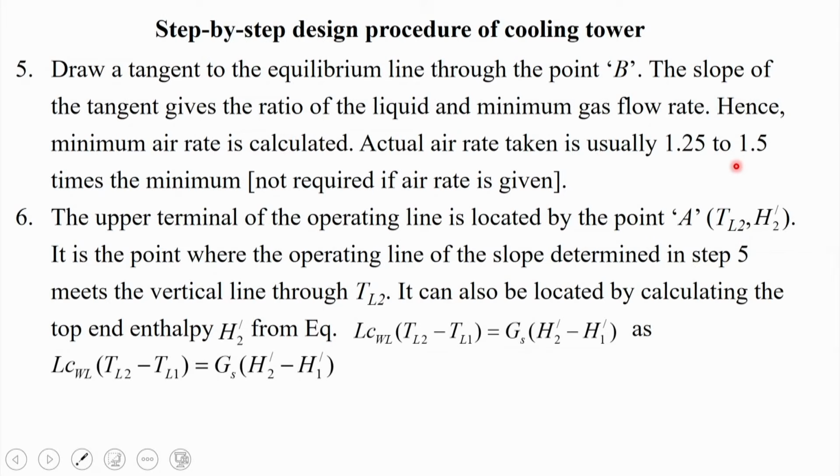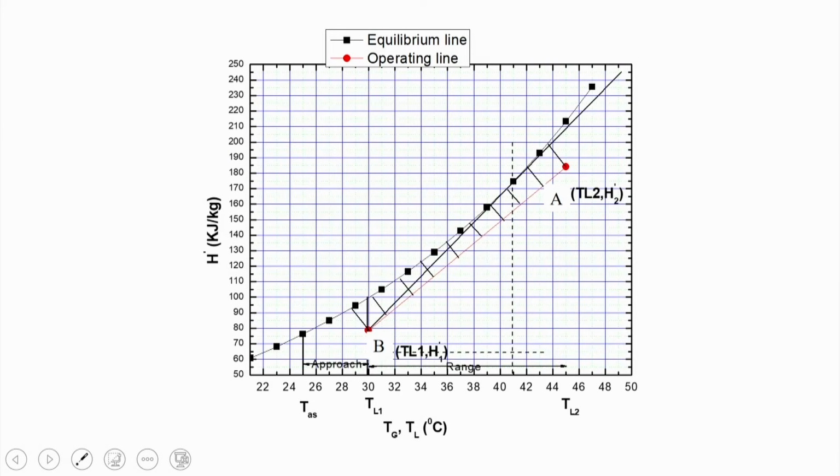Then the upper terminal of the operating line is located by point A, from where the hot water is fed from the top of the cooling tower. With the slope we have determined here, that point A indicates TL2, the hot water temperature, and the enthalpy value H2 prime. So this is the condition at the top of the cooling tower, designated by point A.